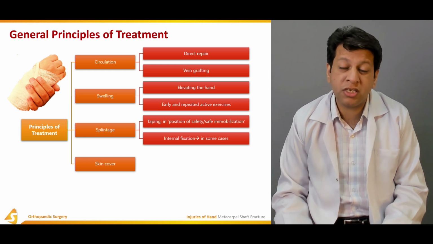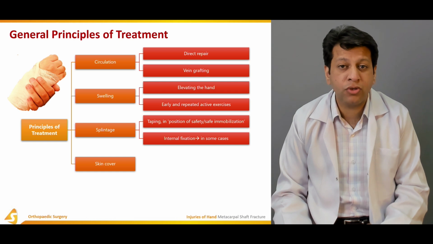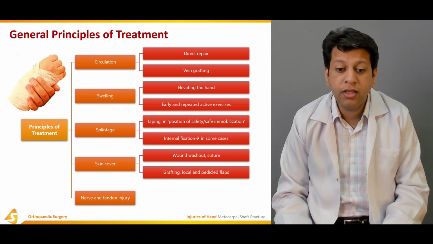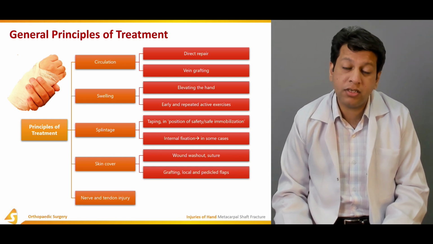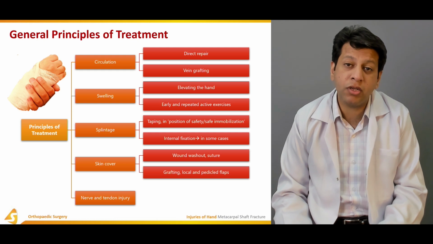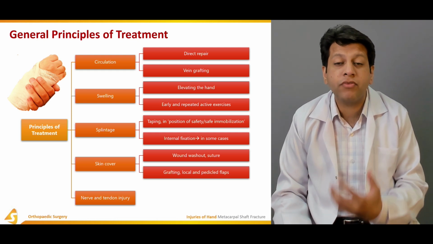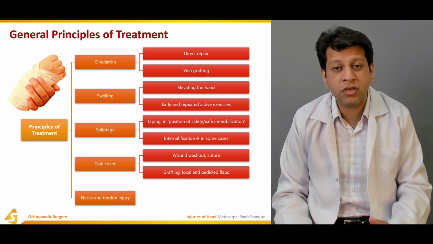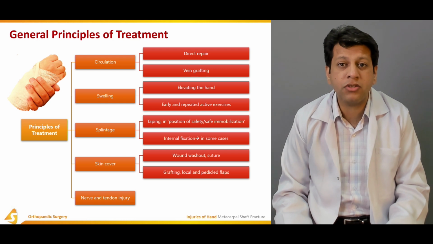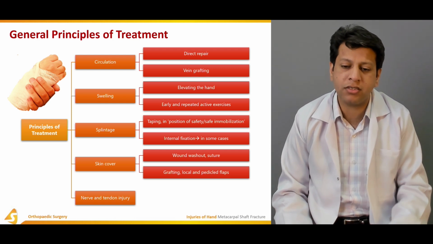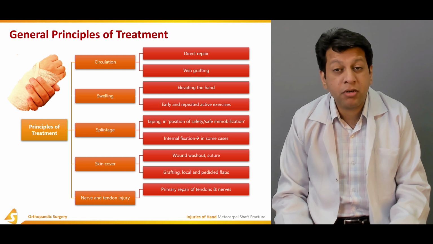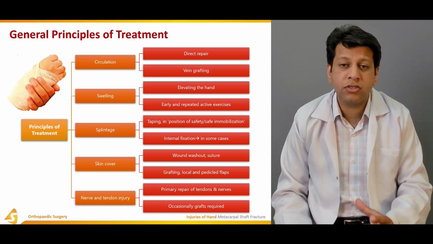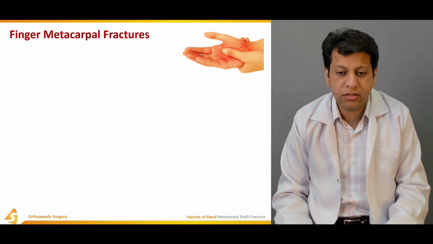Skin cover is important. Exposed bone and exposed tendon will usually die out. So we have to make sure that the bone and tendons are not exposed. And the last is the nerve and tendon injury. Tendons are very important in the hand because they are part of the functional aspect of the hand. So sometimes the bone injury is not that much of a concern. Rather, the most important concern is actually the tendon injury, which may be flexor or extensor tendon injuries. Sometimes a primary repair is done, or occasionally grafts may be required depending upon the size of the loss of the tendon which has occurred.